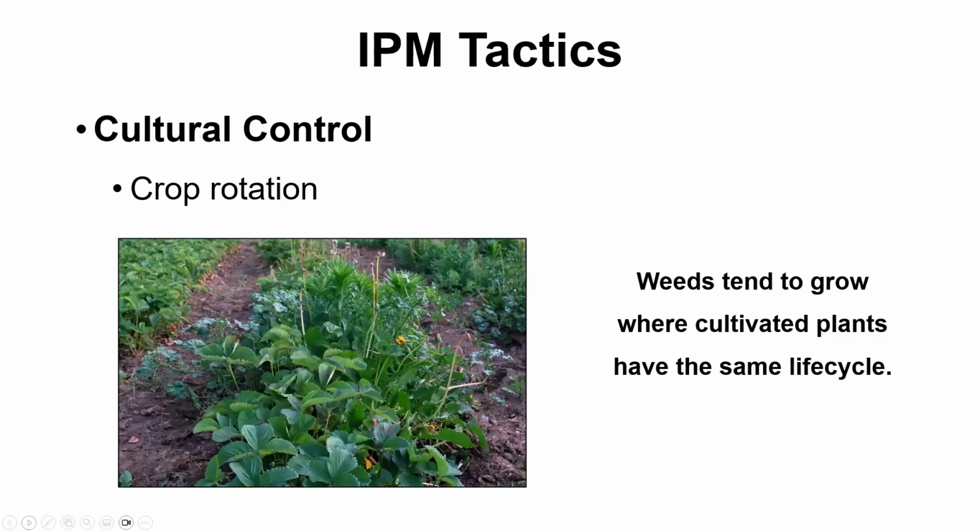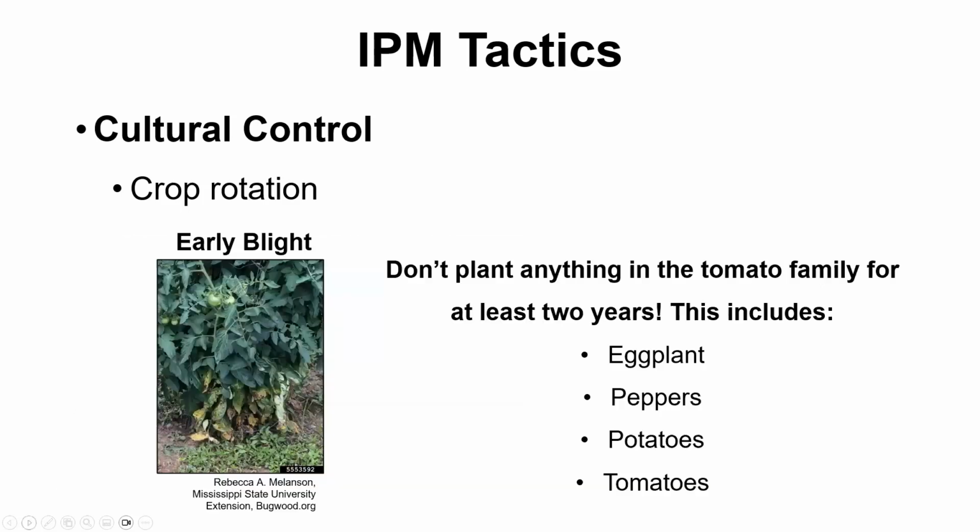Also, crop rotation helps with weeds. Weeds tend to grow where cultivated plants have the same life cycle. This is a strawberry bed, and if you look here, there are dandelions and horsetail. These are perennial weeds in a perennial bed. Strawberries last for a while, so when these strawberries are done, you want to move them somewhere else. If you put an annual crop in, these weeds will eventually be killed off because you'll be changing what's growing all the time. So that's another reason for crop rotation: it's good for weed management.